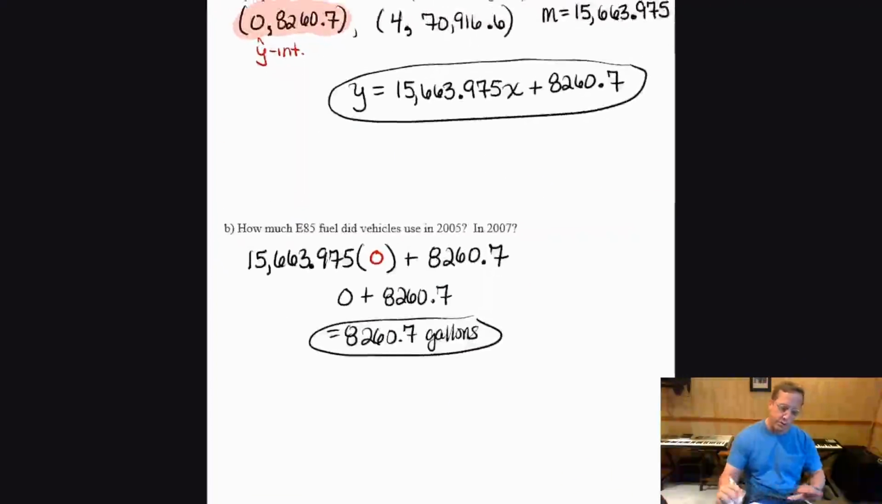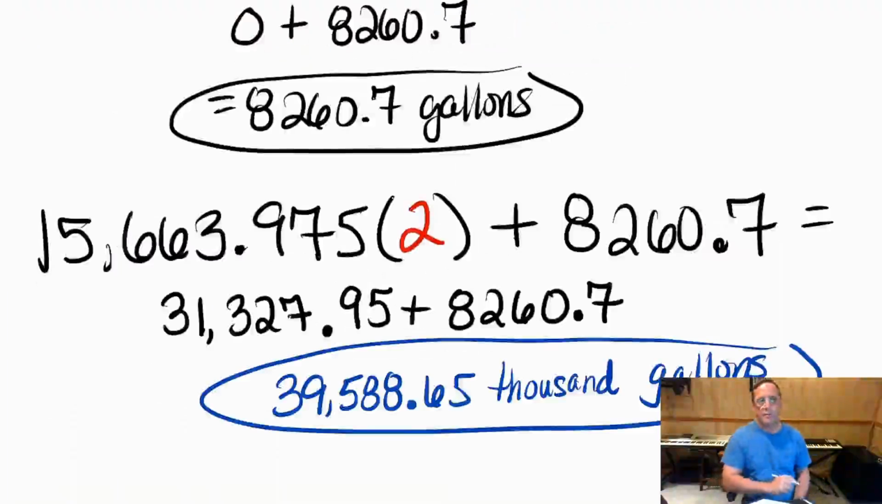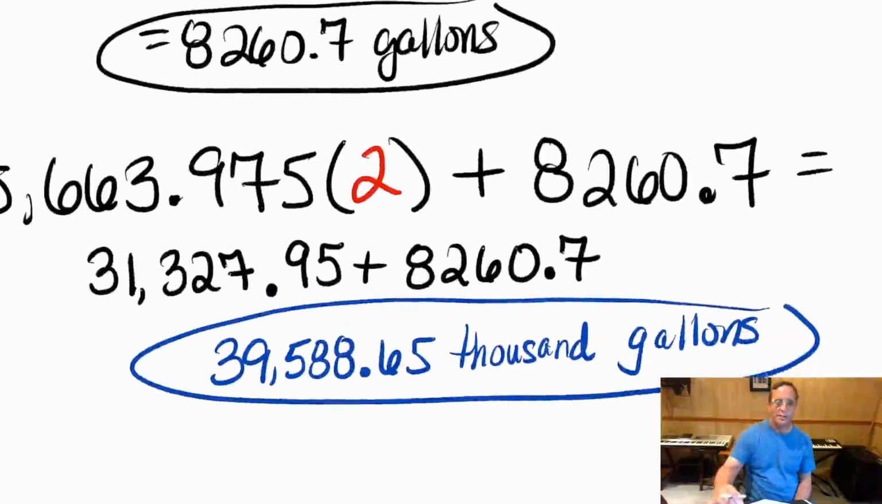And then for 2007, that's 2 years past 2005. So we're going to do slope and multiply that by 2. And there we have it, 39,588.65 thousand gallons. So that's a lot. That's a lot of corn.